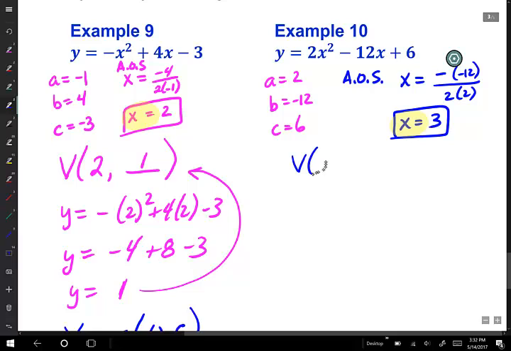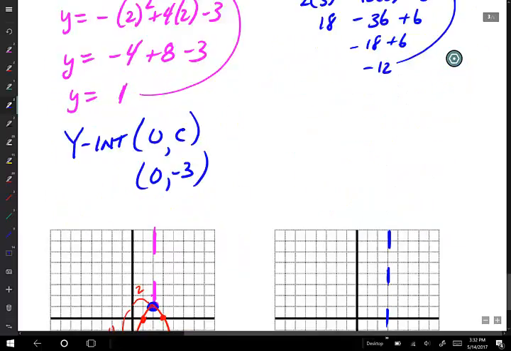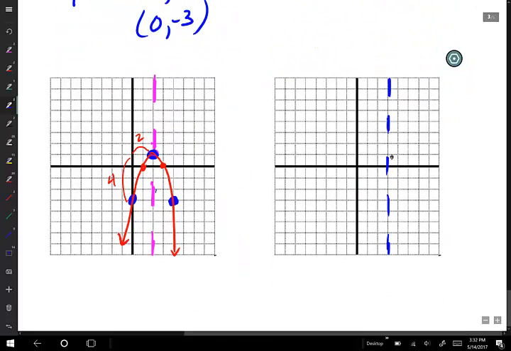Let's find the vertex. 3 comma blank, 2 times 3 squared minus 12 times 3 plus 6. So that's 2 times 9, or 18, minus 36 plus 6. That's -18 plus 6. That's -12. So that comes back up here. 3 comma -12. It's a good thing we have some extra space at the bottom of our graph. Over 3, this is 8. So 9, 10, 11, 12.